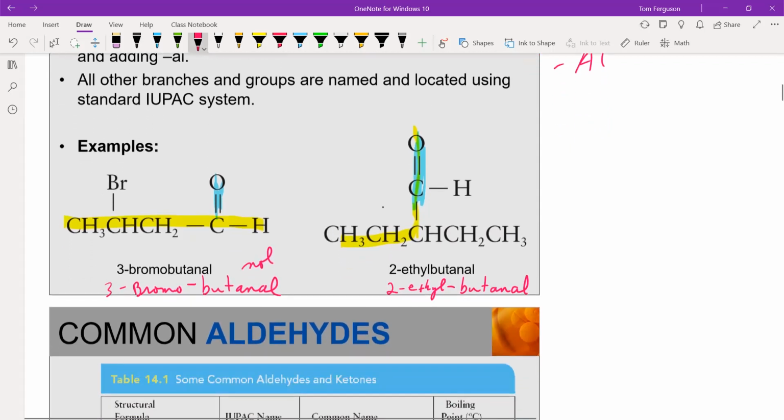I have a quick question. Sure. I have a question. Yeah. So on the first example, it says 3-bromo. Yeah. How is it 3-bromo? Wouldn't it be 2-bromo? No.